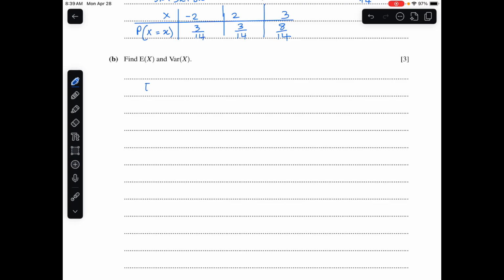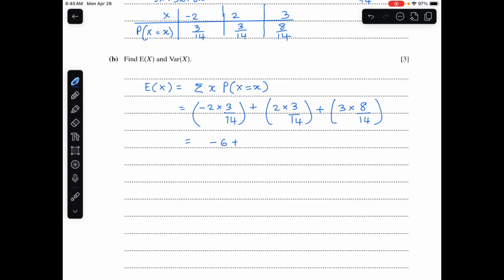So E(x) is going to be the sum of x times the probability. So we're just going to multiply -2 times 3 over 14, let's put that in brackets, plus 2 times 3 over 14 plus 3 times 8 over 14. That's your E(x). Let us calculate that. What do we get? This is -6 plus 6, plus 24 over 14. So that's basically 24 over 14, which is equal to 12 over 7.